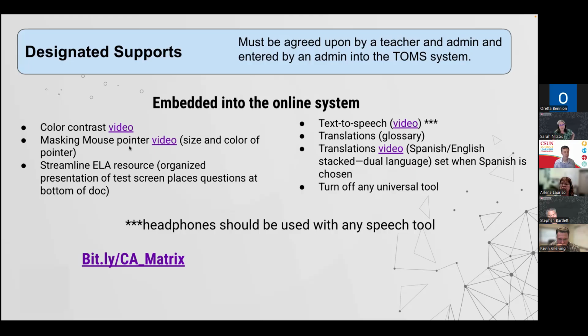some color contrast things, some changes to the mouse pointer. So I'm not familiar with the streamlining of ELA resources. So if somebody can chime in on that, Sarah, do you have a quick description of that?